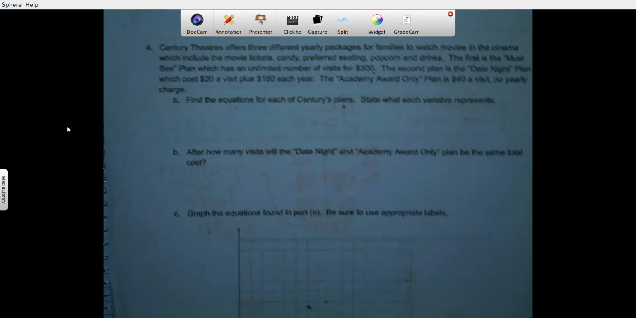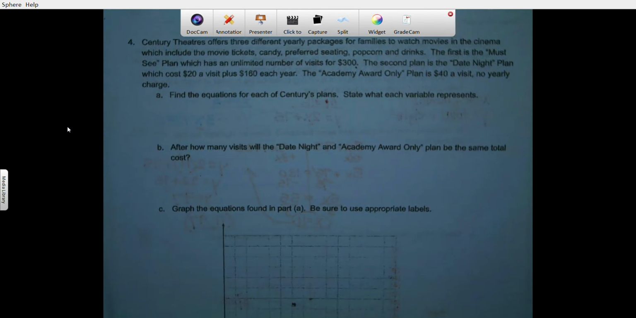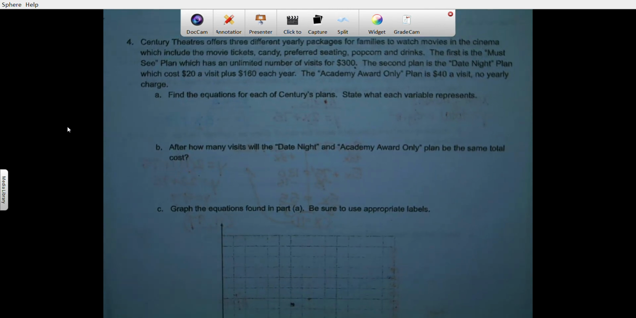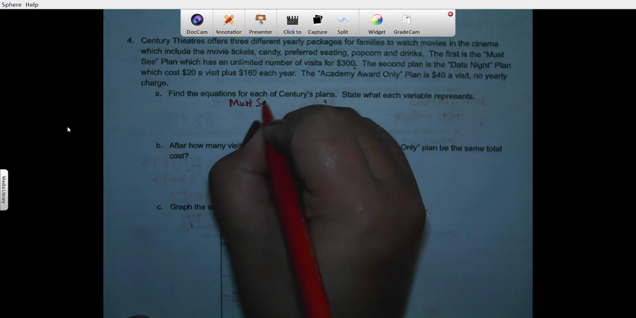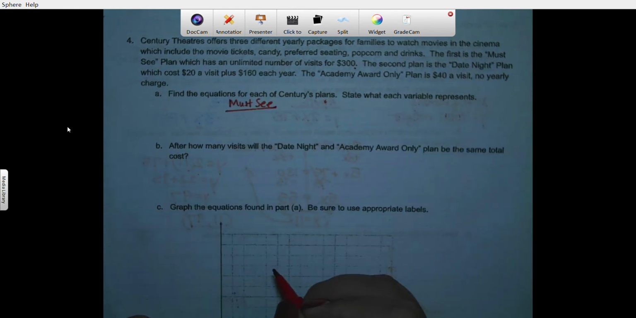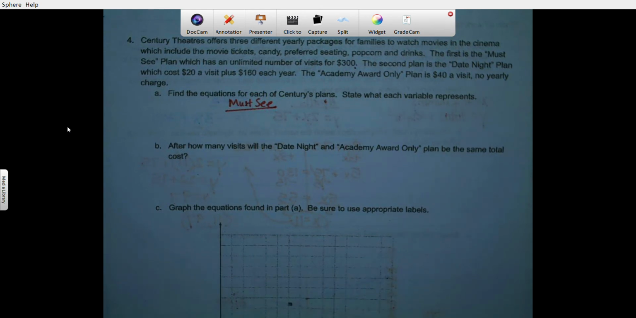Okay, flipping it over. So here, Century Theaters offers 3 different yearly packages. That means we're going to have 3 different equations, 3 different lines. For families to watch movies in the cinema, which include movie tickets, candy, preferred seating, popcorn, and drinks. The first is the must-see plan, which is an unlimited number of visits for $300. So the must-see plan: unlimited for $300. The second is the date night plan.